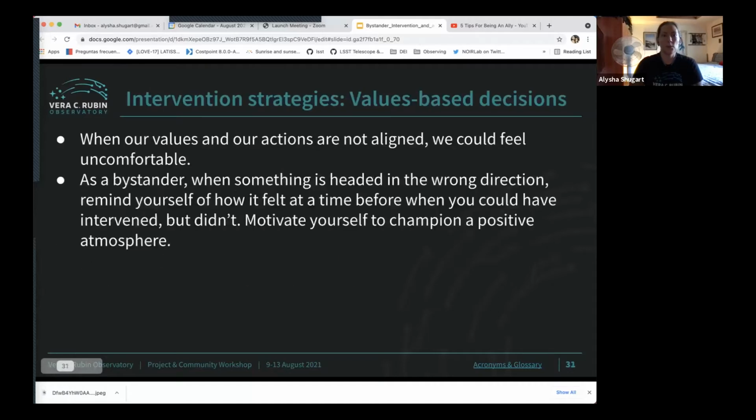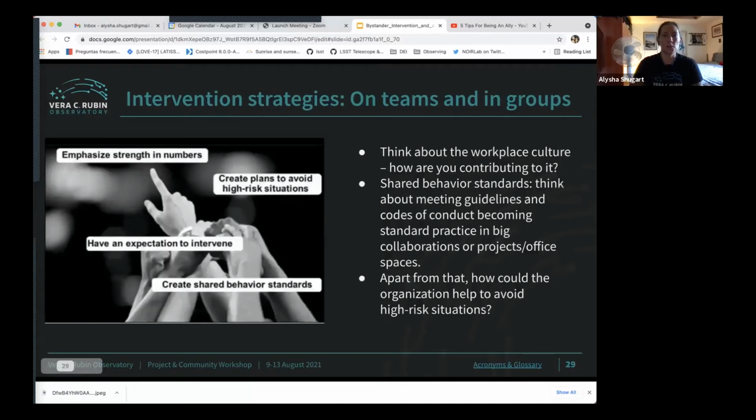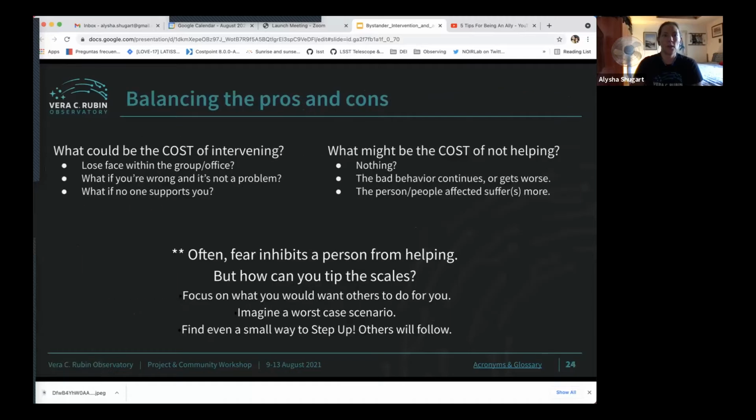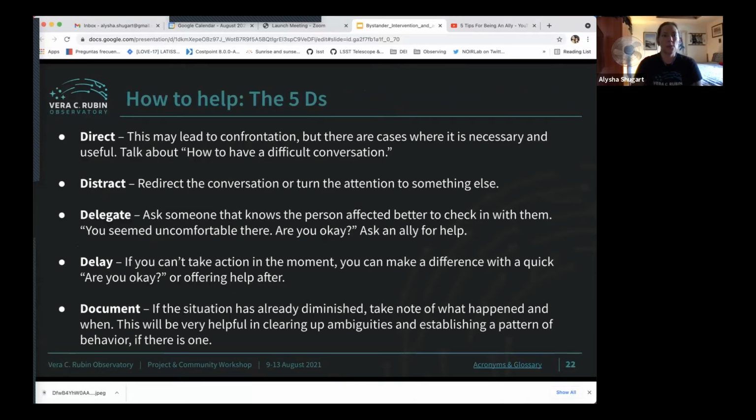Forgive the rapid scrolling. It's just easier to search this way. Here we are. The 5 Ds: direct, distract, delegate, delay, or document.